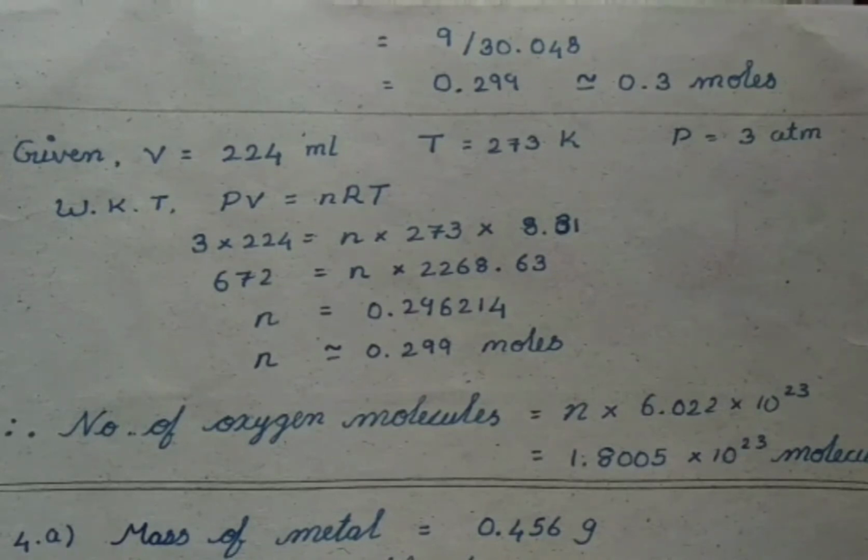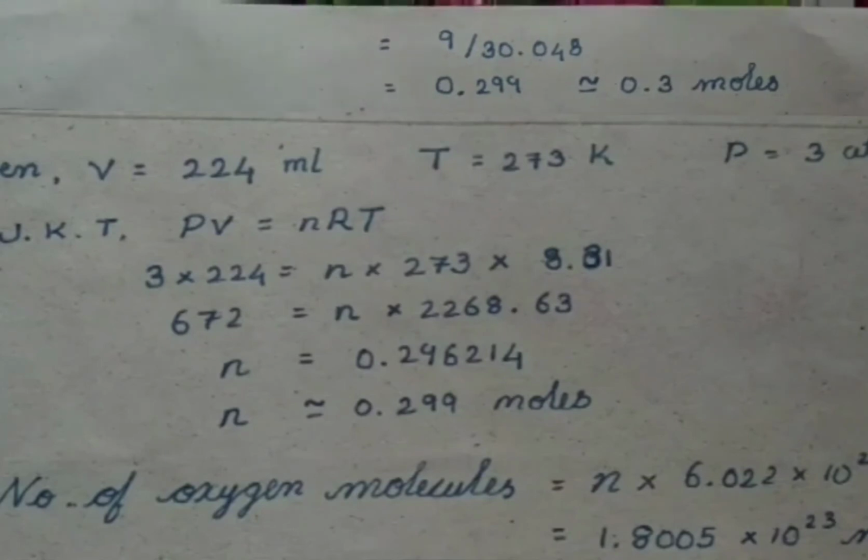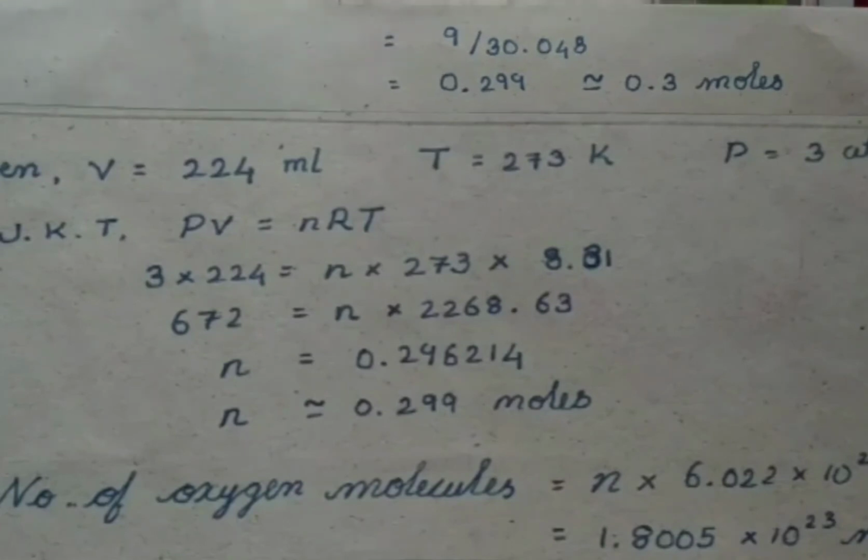Next, the second sum. Calculate the number of molecules of oxygen gas that occupies a volume of 224 ml at 273 Kelvin and 3 atm pressure. From the problem, first we have to write the given data. The given data are: volume is equal to 224 ml, temperature 273 Kelvin, pressure 3 atm. Before finding the number of molecules, we have to find the number of moles. For that, the formula is PV equal to nRT.